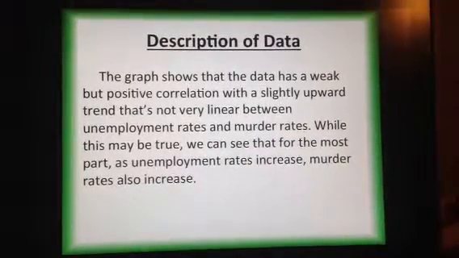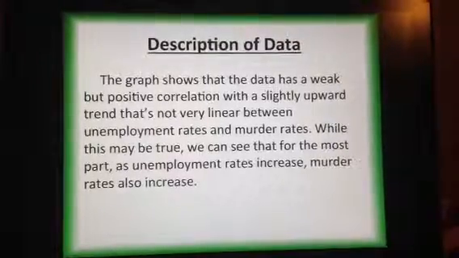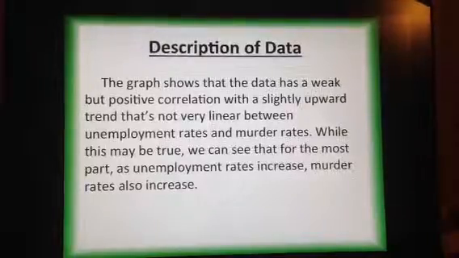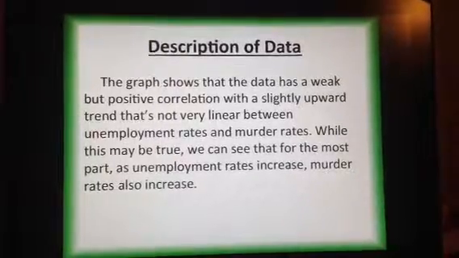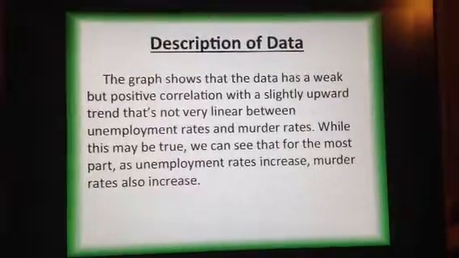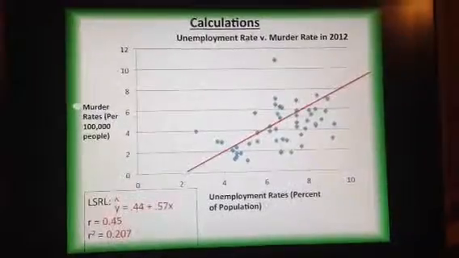Looking at this graph, you can see that the data has a weak but positive correlation with a slightly upward trend, and it's not very linear, but you can tell there's a trend. While this is true, for the most part, we can assume that as unemployment rates increase, murder rates also increase.